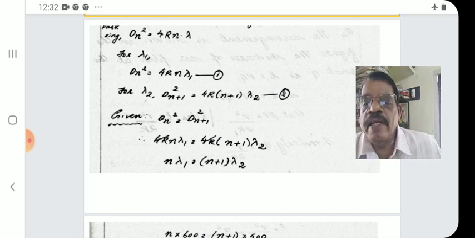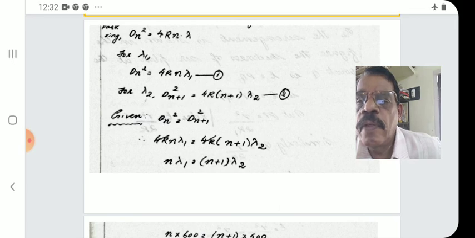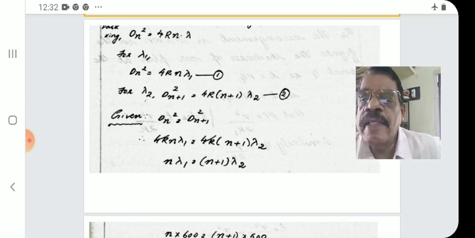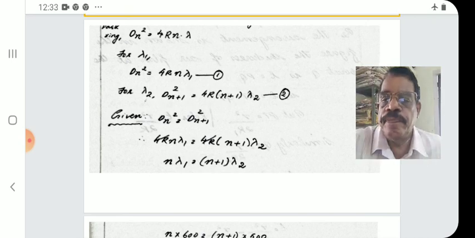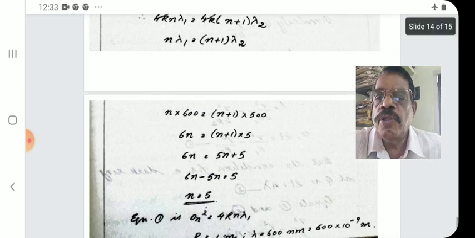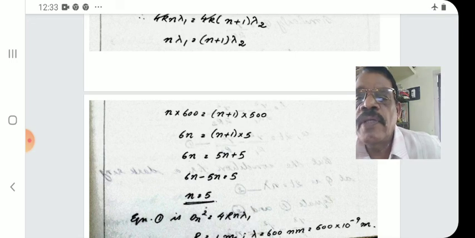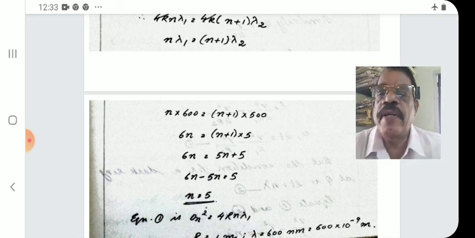Rings coincide, the meaning is their diameters are same, so we can equate diameters. Diameters are in the RHS, that is 4r n lambda 1 is equal to 4r into (n+1) lambda 2. 4r cancels, n lambda 1 is (n+1) lambda 2. Put the values of lambda 1 and lambda 2: n into 600 nanometer is (n+1) into 500.